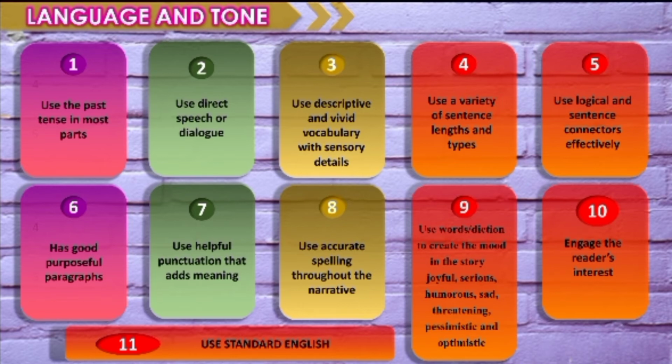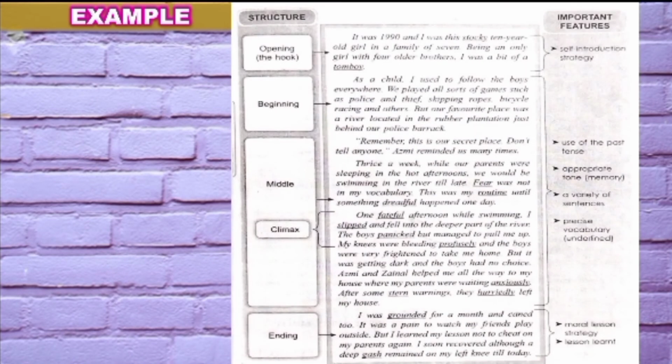Number 9, use words or diction to create the mood in the story. For example, joyful, serious, humorous, sad, threatening, pessimistic, and optimistic. Number 10, engage the reader's interest. And lastly, number 11, use standard English. This is an example of a narrative writing, so you can have a look at the example that I have provided for you here.